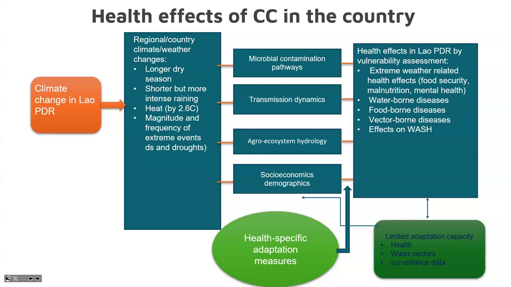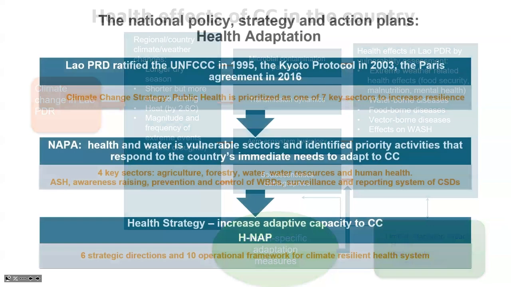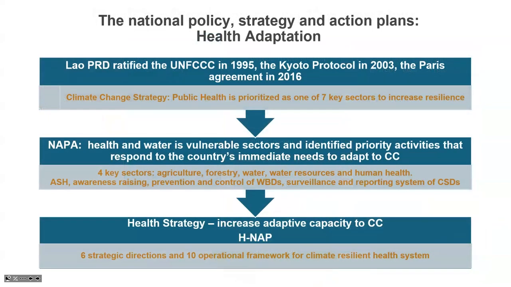These were a few of the diseases identified to look at: waterborne, foodborne, vectorborne, and all the different kinds of effects, and how they affect all places. You might know this: in the Paris Agreement in 2019, public health was one of the 7 sectors for increased resilience. And in Lao, 4 sectors were included.